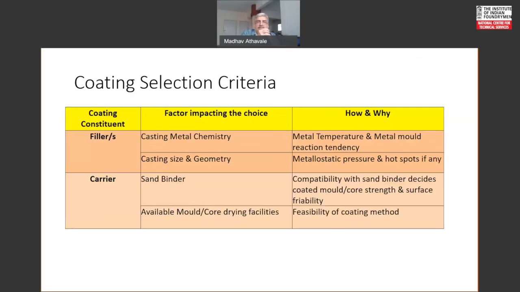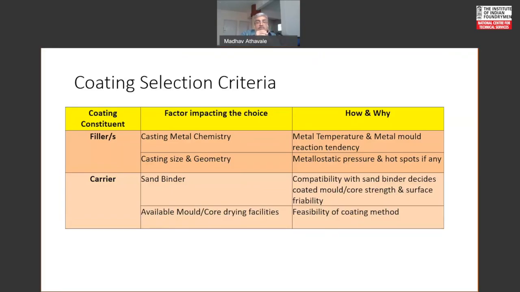Now carrier selection. We saw last time we can have 2-3 different types of carriers such as water and spirits and any other special solvents. Now the selection of carrier is largely governed by the type of binder, because the carrier that you choose has to be compatible with the sand binder. If the carrier is going to attack the binder, then it will degrade the core strength and/or mold strength, and it will create surface friability. So you need a carrier which is compatible with the sand binder system.